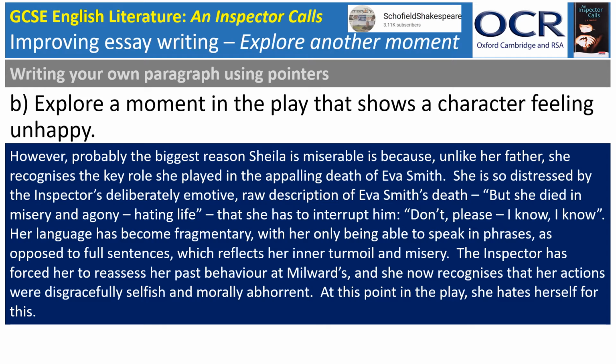I wrote, however, probably the biggest reason Sheila is miserable is because, unlike her father, she recognises the key role she played in the appalling death of Eva Smith. She is so distressed by the inspector's deliberately emotive, raw description of Eva Smith's death, but she died in misery and agony, hating life, that she has to interrupt him. "Don't, please, I know." Her language has become fragmentary, with her only being able to speak in phrases as opposed to full sentences, which reflects her inner turmoil and misery.